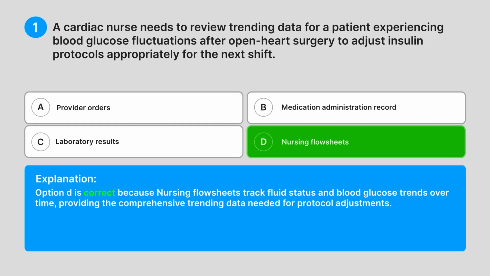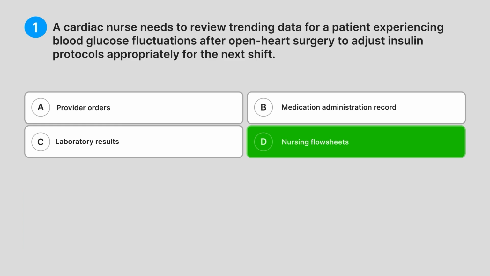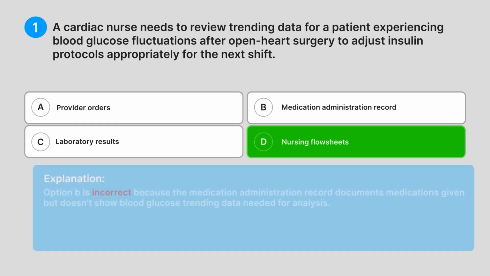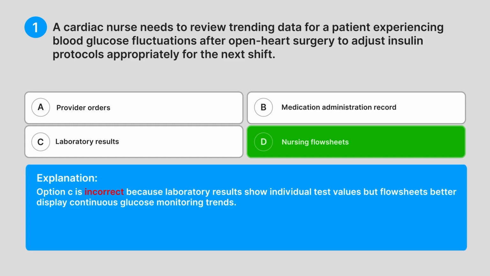Explanation. Option D is correct because nursing flow sheets track fluid status and blood glucose trends over time, providing the comprehensive trending data needed for protocol adjustments. Option A is incorrect because provider orders show planned care instructions but don't display actual patient glucose trends or fluctuation patterns over time. Option B is incorrect because the medication administration record documents medications given but doesn't show blood glucose trending data needed for analysis. Option C is incorrect because laboratory results show individual test values but flow sheets better display continuous glucose monitoring trends.